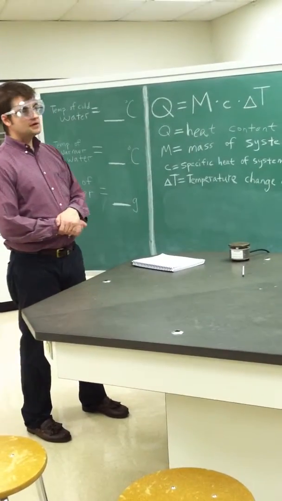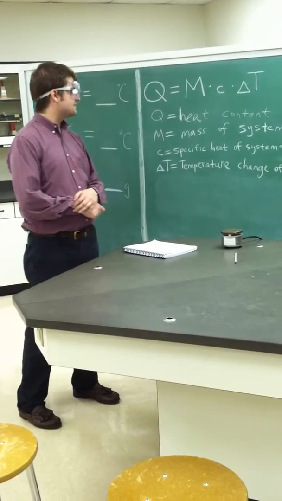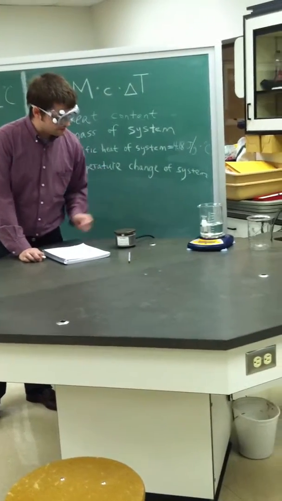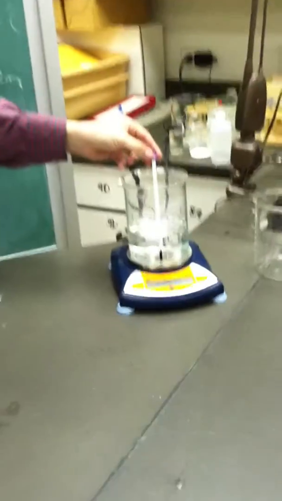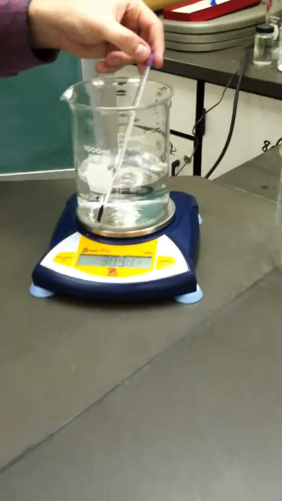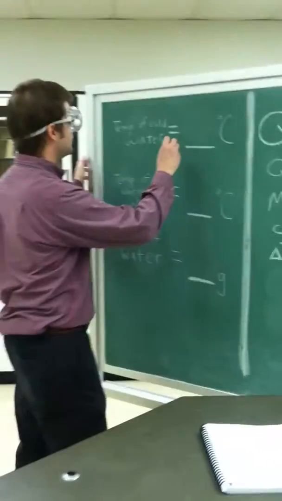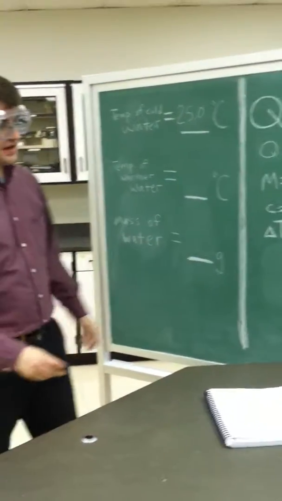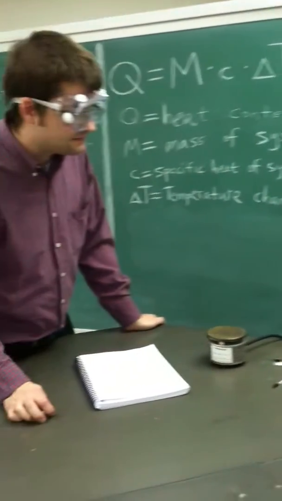Alright, so we're going to figure out how much heat has been gained. As you see here, I have a large beaker. Now, let's see what the temperature is right now. I'm going to put this thermometer in there. As you can see, it is 25 degrees Celsius. So, I'm going to write that on the board. 25.0 degrees Celsius.